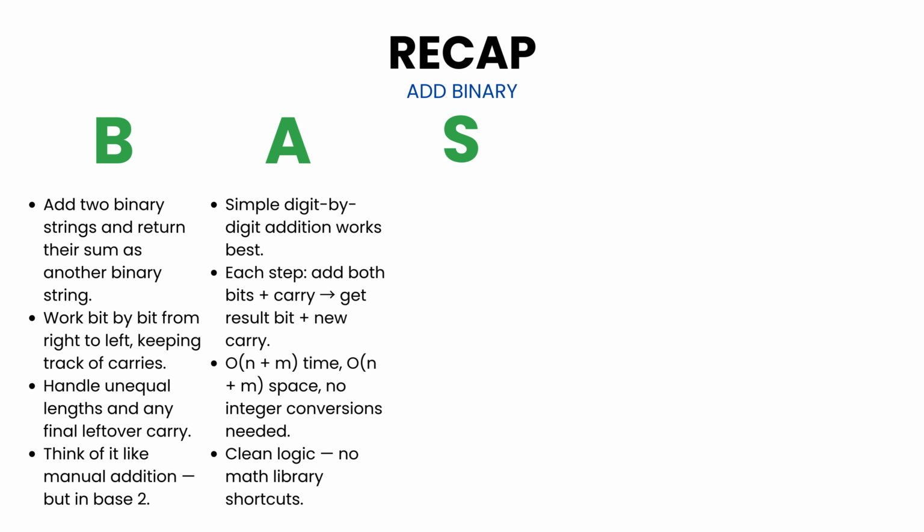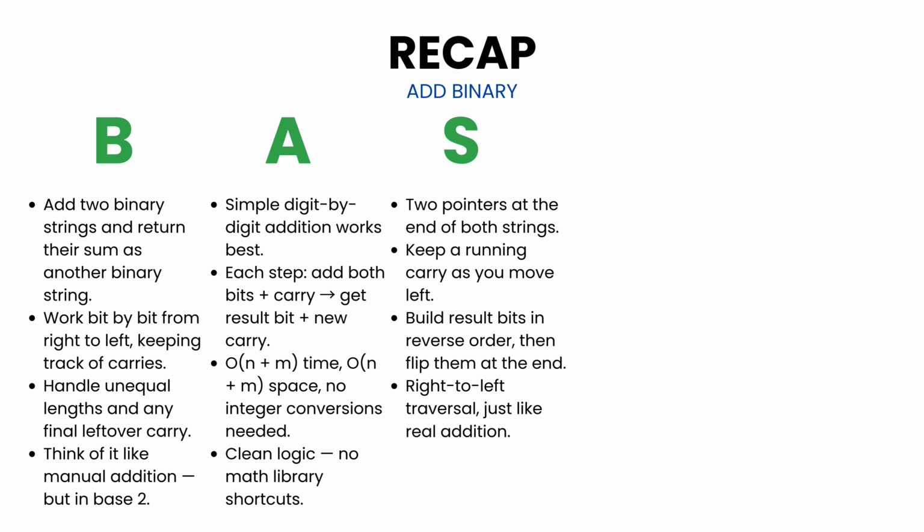Structure recap. We set two pointers at the ends of the strings, track a carry, and loop while there are bits or a carry left. Each step: read bits, or 0 if out of bounds, add with carry, record the current result bit, update the carry, and move left. Finally, flip the collected bits to get the correct order.